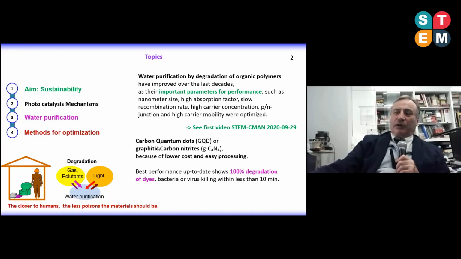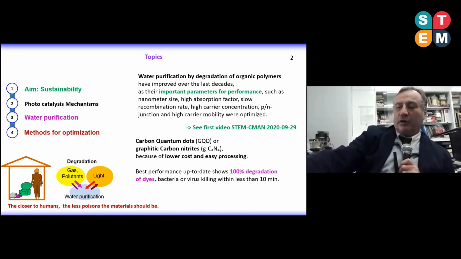Today I will talk a little differently about carbon quantum dots and graphitic carbon nitrides, which have increased in the last two years because of their low cost and easy processing. There are already some reports of 100% degradation of dyes, bacteria, or viruses within less than 10 minutes, but there are also papers which require a longer time or report less degradation. But any basic research in this field is welcome, because it is such an important subject for our daily life. Also, the closer to humans, the less poisonous the material should be.